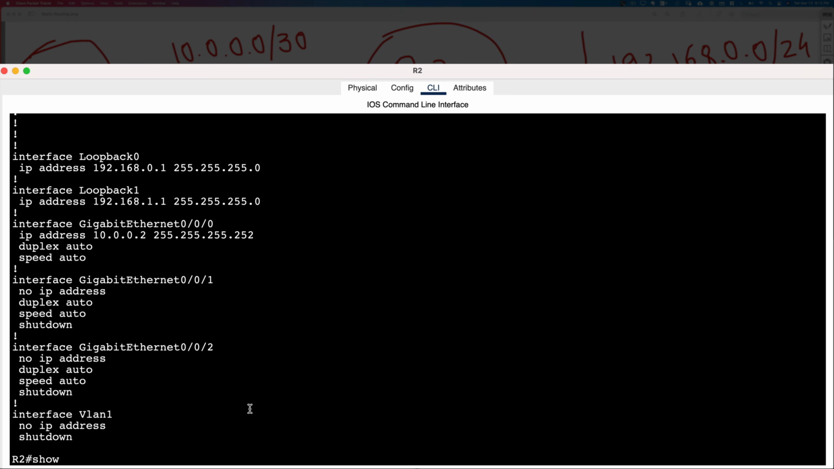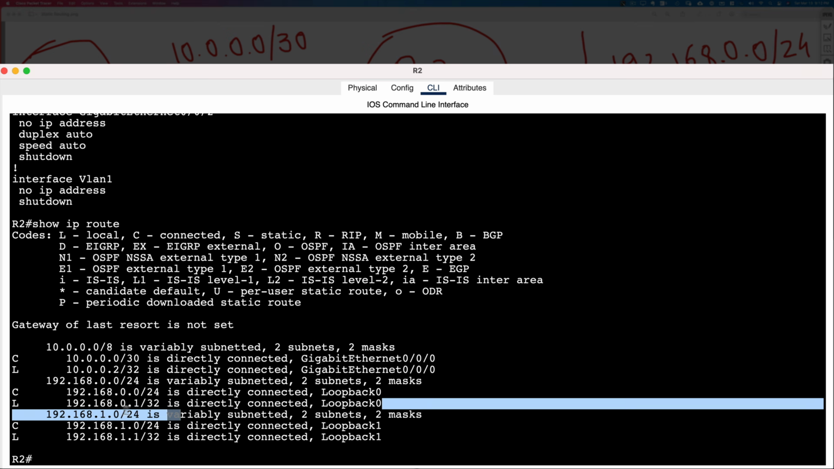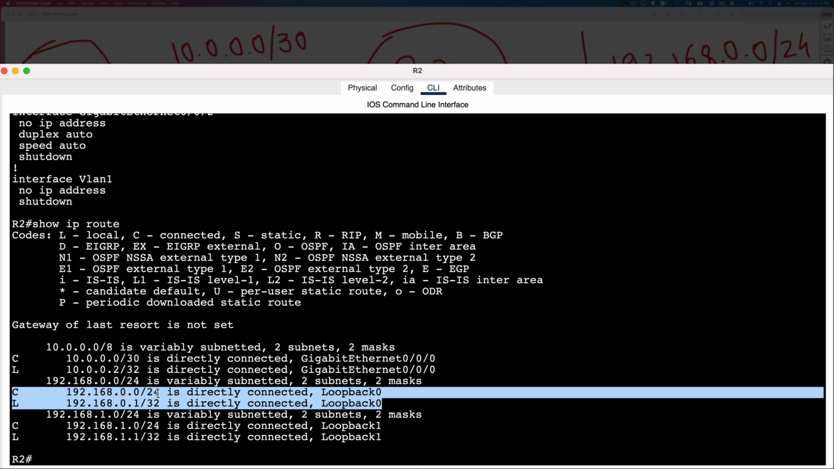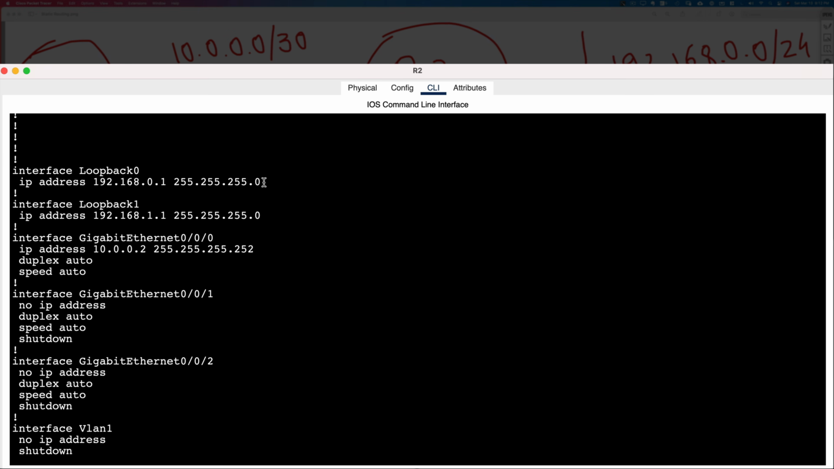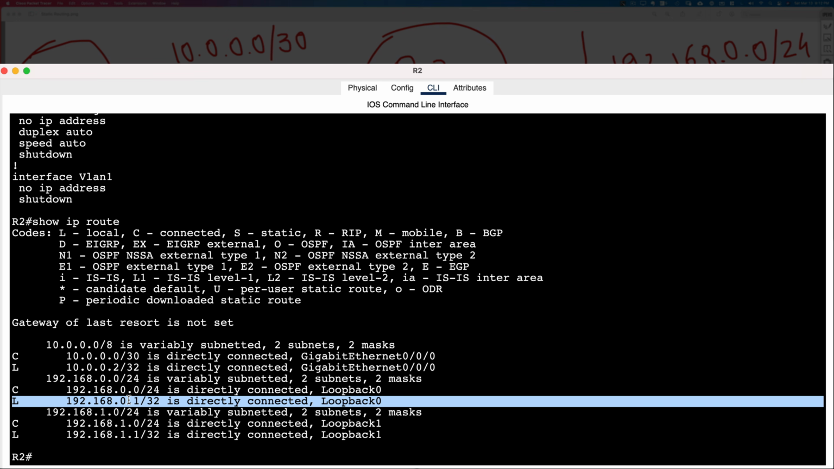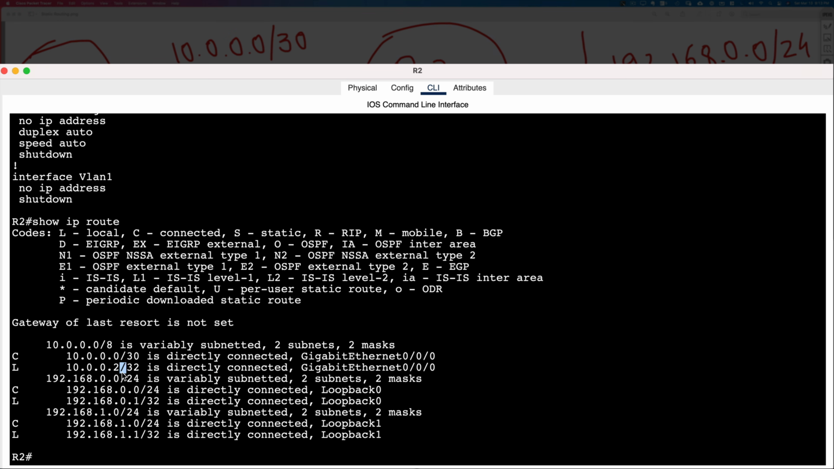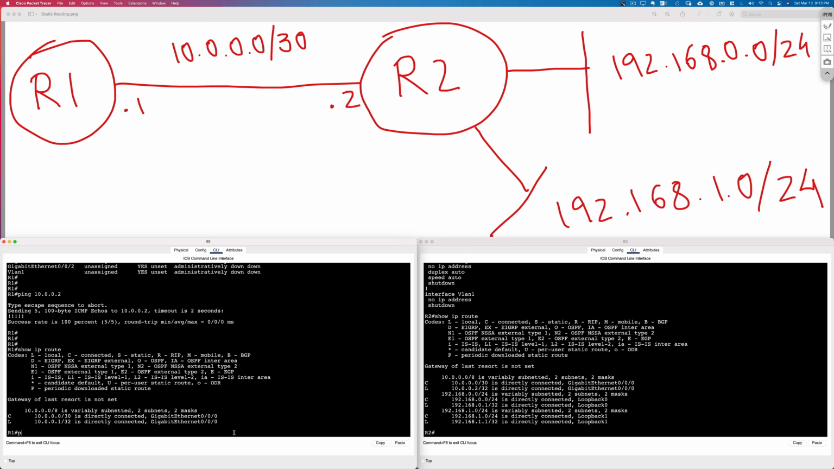Now, if I look at the show IP route, the reason we're seeing the loopbacks with /24 and /32 is that /24 represents the subnet that I typed in here, which was .0. But because I have specific IPs on the interface, it automatically inserts a host route. So this is not something I inserted. This is the operating system automatically inserting the host route just so it has a specific entry in its table. I just wanted to quickly point out that distinction. Now let me jump back to router 1. We still have a problem.